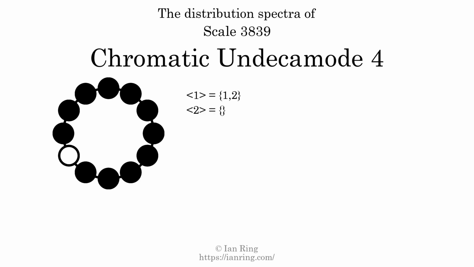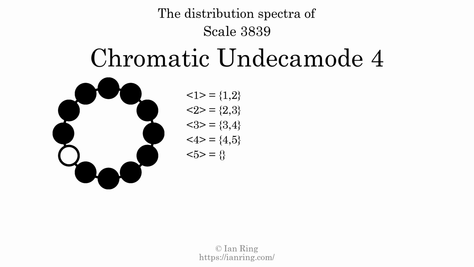The generic interval of two scale steps comes in two different specific interval sizes: 2 semitones and 3 semitones. The spectrum width of this generic interval is 1. The generic interval of 3 scale steps comes in two different specific interval sizes: 3 semitones and 4 semitones. The spectrum width of this generic interval is 1. The generic interval of 4 scale steps comes in two different specific interval sizes: 4 semitones and 5 semitones. The spectrum width of this generic interval is 1.